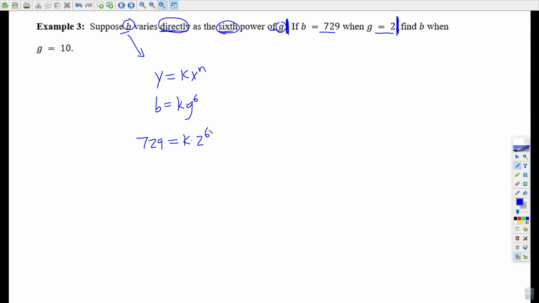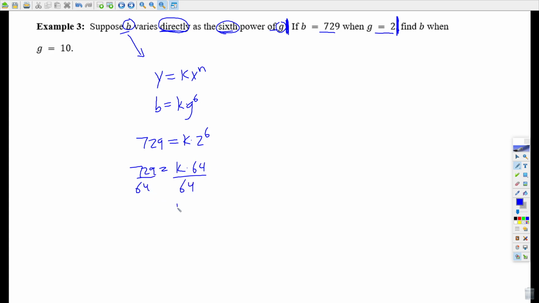Solve that for X. So try that and see if we can get it. 2 to the 6th power is 2 times 2 times 2 times 2, 6 times. So we have 729 equals K times, I think we get 64 in this case, 2 to the 6th. Same thing, we did the power, now we divide.